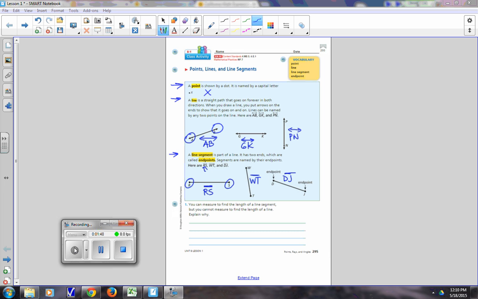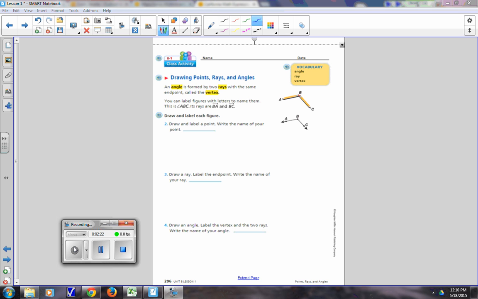You can measure to find the length of a line segment, but you cannot measure to find the length of a line. Why do you think that is? I want you to press pause right now and write a thoughtful response, and we're going to talk about that response tomorrow in group. But I want you to have something written for number 1. So press pause here. Take a moment to think about why you can measure a line segment with endpoints, but you can't measure a line. Okay, so you should have a response for that first one on 295.